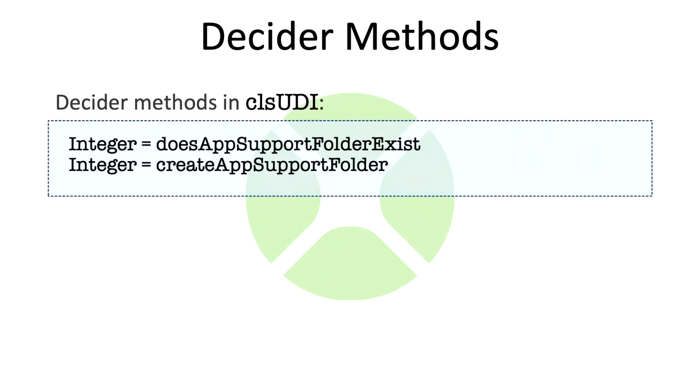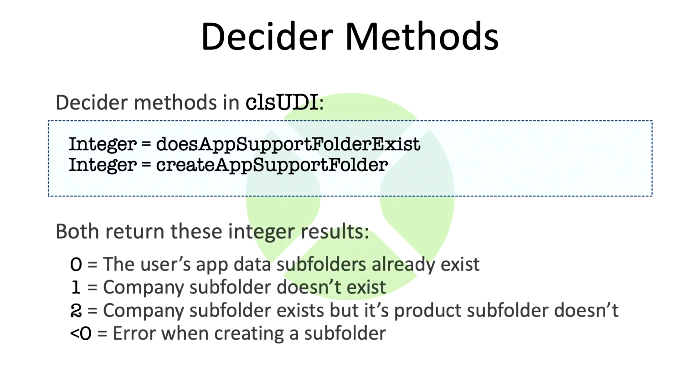I call them decider methods. We have two. One is when the app runs, it will say, okay, does the app support folder exist? And then if it doesn't, create the app support folder. Both return results, and if there was a negative response, it would say, oops, it tried to create the app's data, but it couldn't for some reason. There's read-only or something's wrong.